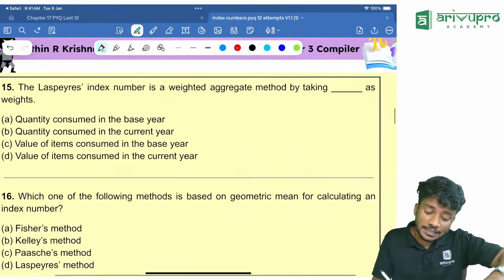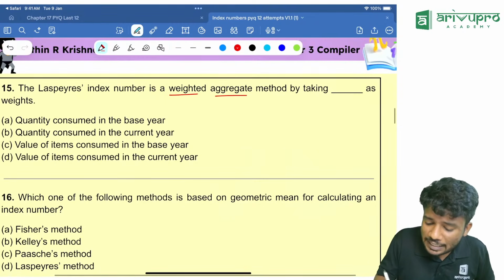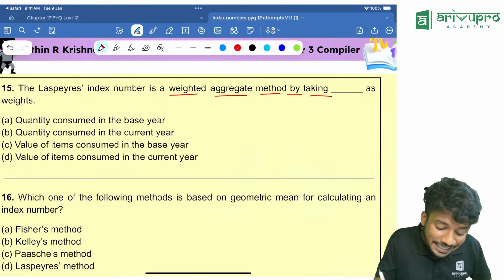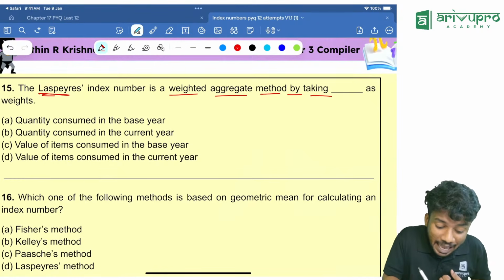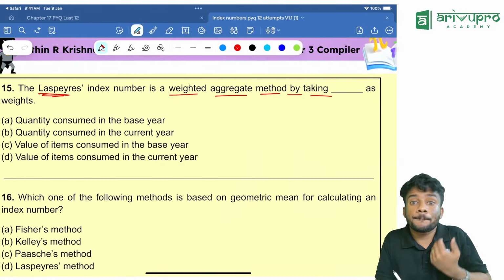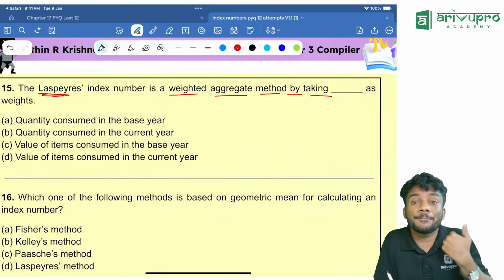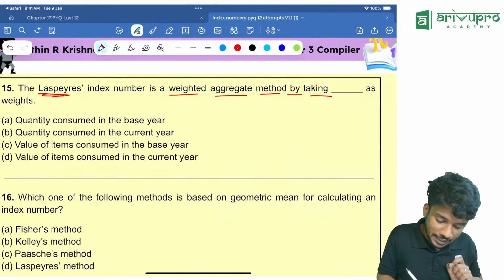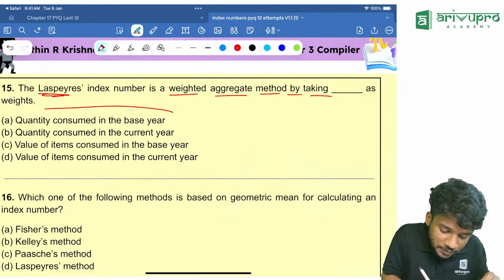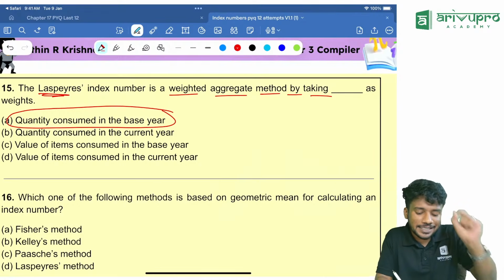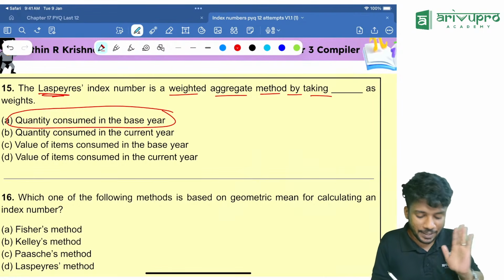Next one. The Laspeyres index number is a weighted aggregative method by taking dash as the weight. In Laspeyres, what is the base? What is the weight? Base year quantity is the answer. So looking at that, option A is the answer. Quantity consumed in the base year.